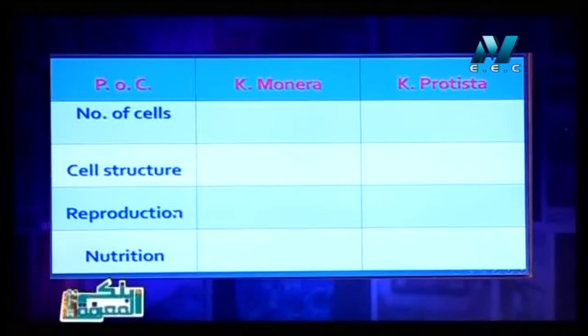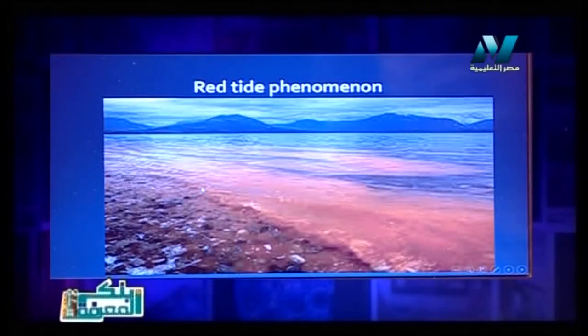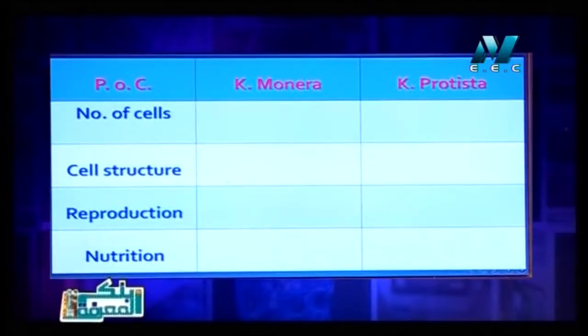If the dinoflagellates reproduce greatly, they increase in number and cause the red tide phenomenon. As you see in this picture, the dinoflagellates with red color are huge in number, so they cause the red tide phenomenon, and this red tide phenomenon causes the death of many marine creatures.